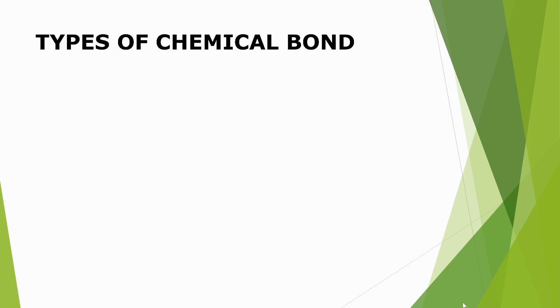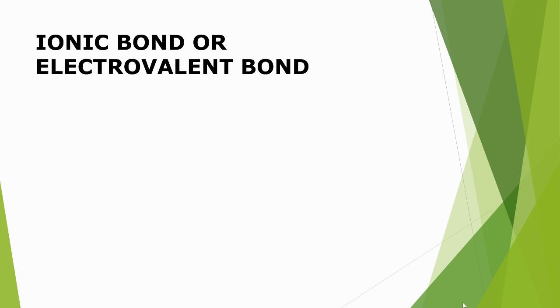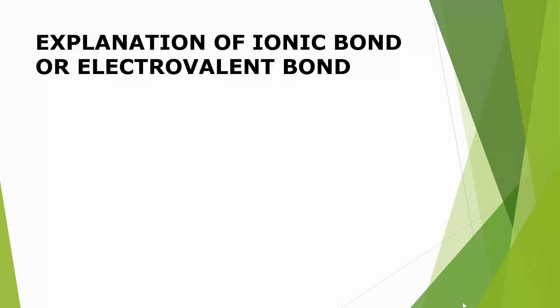Types of chemical bond. There are three types of chemical bonds: ionic bond or electrovalent bond, covalent bond, and coordinate covalent bond. Now, ionic bond or electrovalent bond. A chemical bond formed between two atoms due to transfer of electrons from one atom to the other atom is called ionic bond or electrovalent bond.